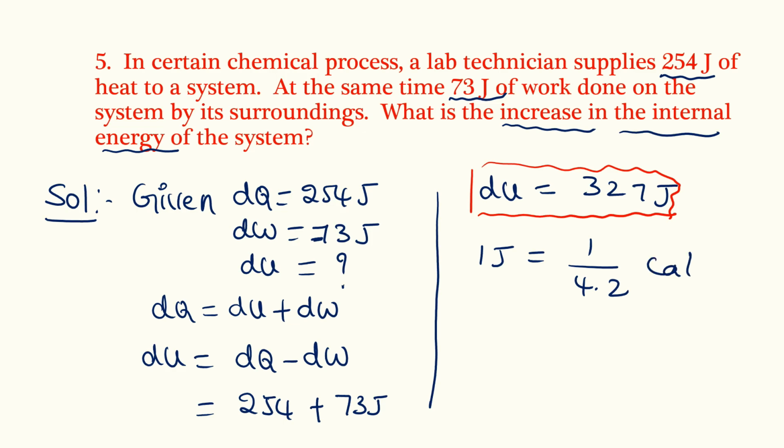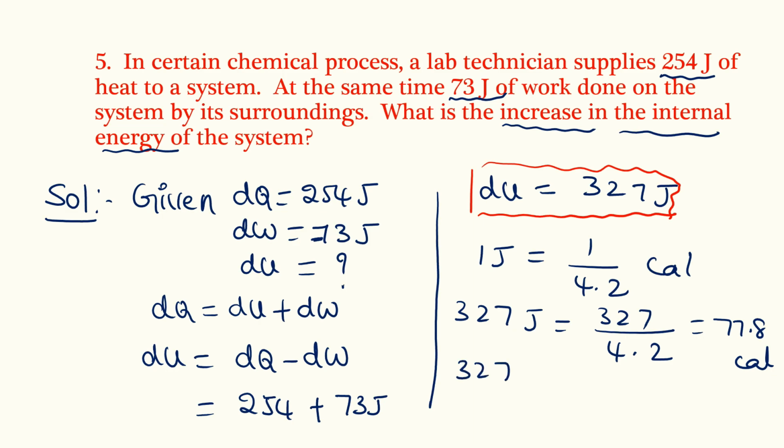So in terms of calories, 327 joules is equal to 327 by 4.2, which is equal to 77.8 calories. So 327 joules are 77.8 calories. Okay, this is the final answer. The increase in internal energy is equal to 327 joules or 77.8 calories.